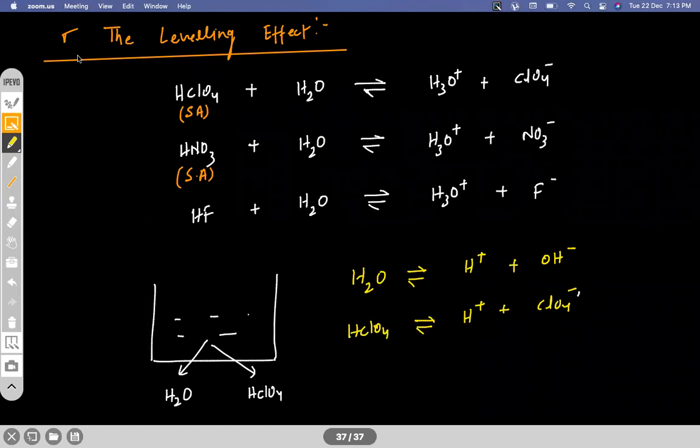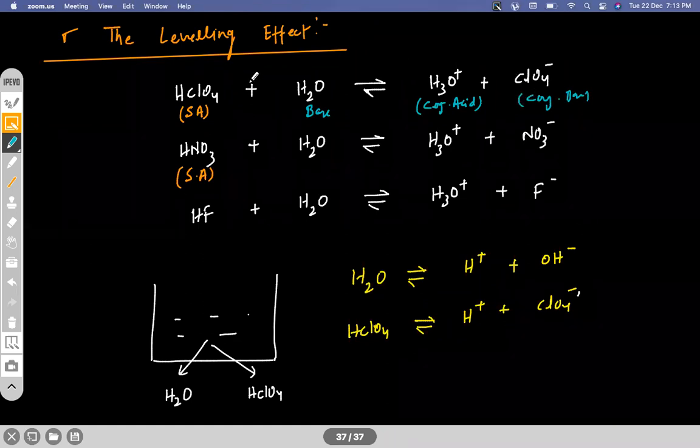So HClO4 will release H plus and H2O will take H plus. So this is an acid, and this is behaving as the base. It forms H3O plus and this. So here, if you can understand, this is a base, and this is the conjugate acid of this base, and this is the conjugate base of this acid. Any doubt in this?